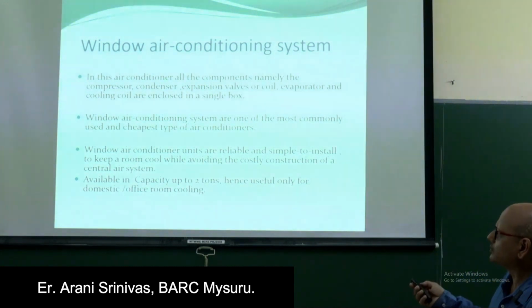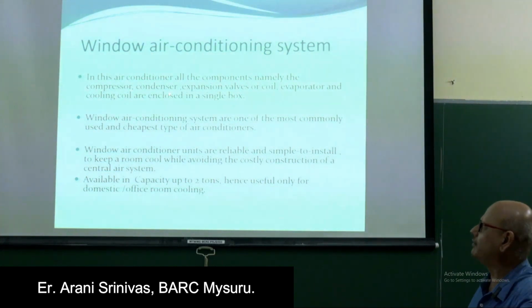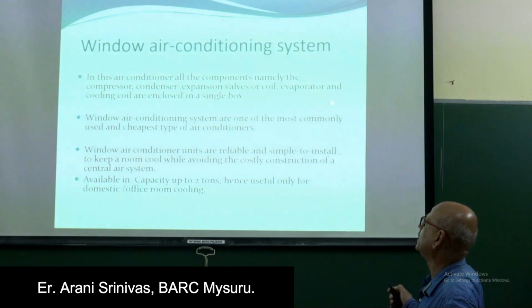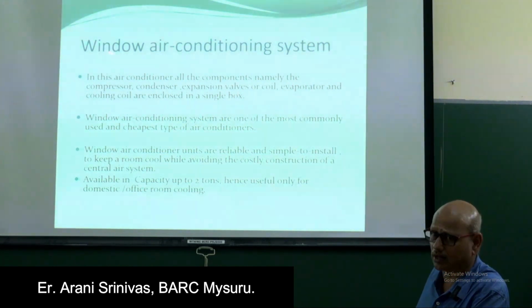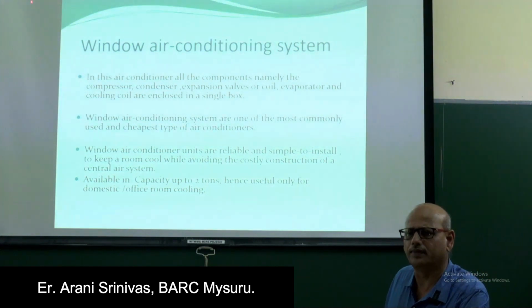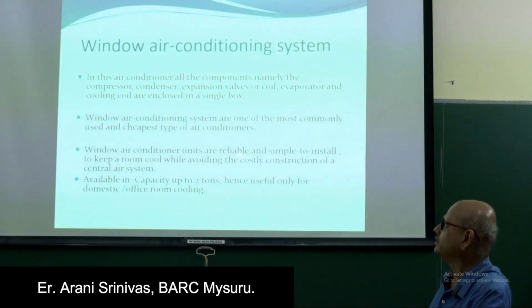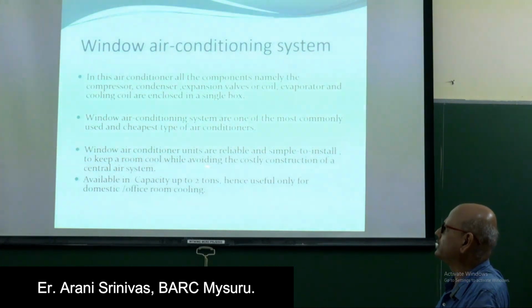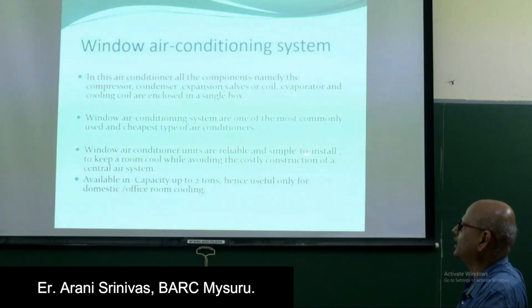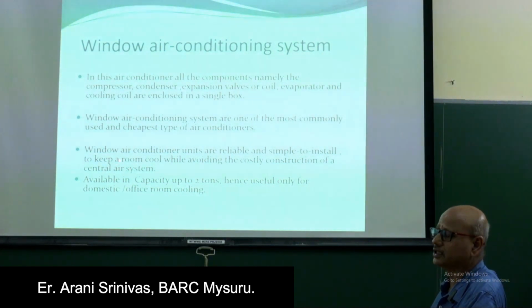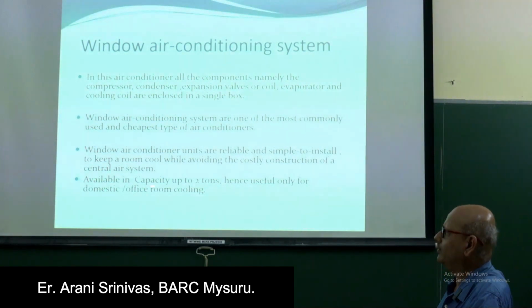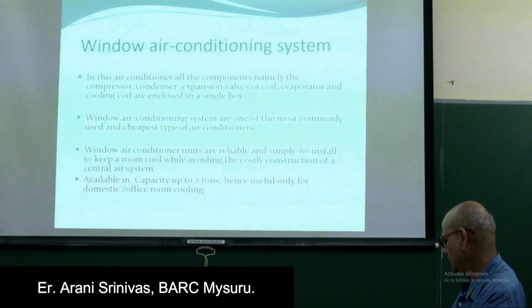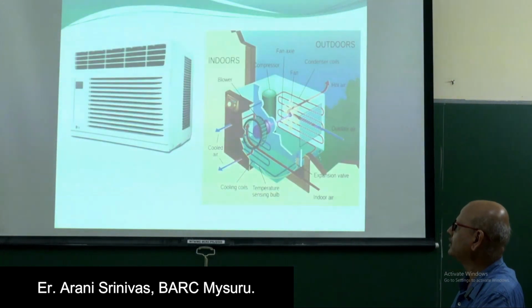Window air conditioner: in this, as I explained to you, the units have all the components, namely the compressor, condenser, expansion valve, evaporator and cooling coils, enclosed in a single box. The problem in this is that all will be in one place. Window air conditioner systems are one of the most commonly used and cheapest types of air conditioners. Window air conditioner units are reliable and simple to install to keep a room cool, avoiding the costly construction of a centralized air conditioning system. A window air conditioner can be used in only small rooms, available in capacity up to 2 tons. Hence it is used only for domestic and office use.